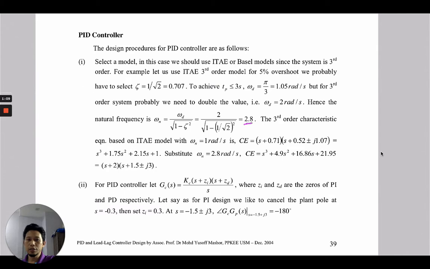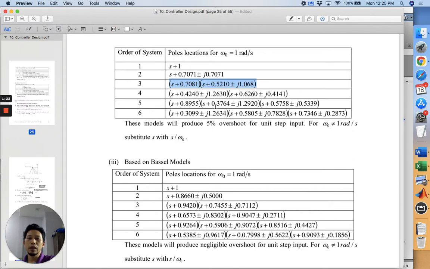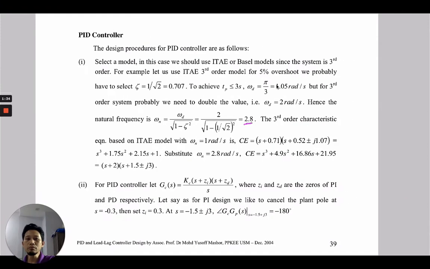And then since we have a third order system for the ITAE model, we refer to the table of ITAE models. We have this characteristic equation, (s plus 0.7)(s plus 0.5 plus minus j1.07). Then we substitute omega n equals 2.8 into the characteristic equation, because the characteristic equation is based on 1 radian per second. So we need to normalize it to 2.8 radian per second by substituting s with s over 2.8, and then we will get (s plus 2)(s plus 1.5 plus minus j3).